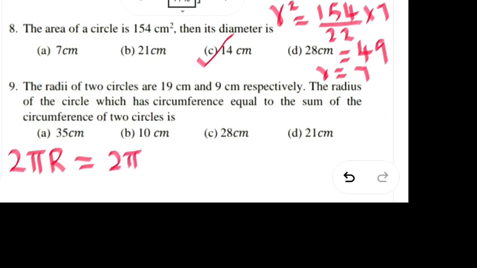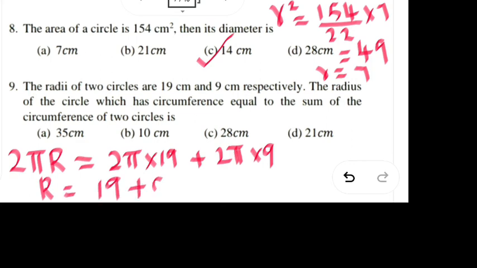2 pi into 19. The radius is 19, plus 2 pi into second circumference, 2 pi into 9. Since 2 pi is common, we can cancel 2 pi. So you will get r is equal to 19 plus 9. 19 plus 9 is equal to 28. So option C is the correct answer.